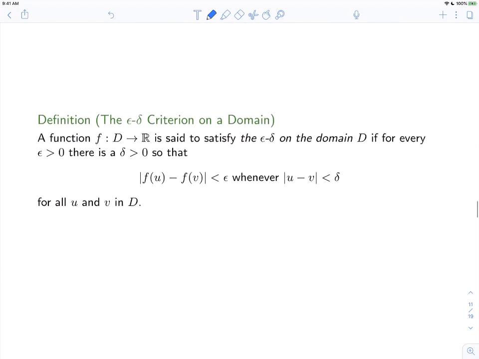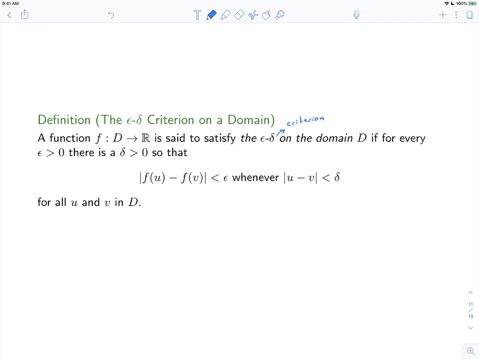We can extend this a little bit. Remember that we have a second notion of continuity, which is uniform continuity. So is there a way to describe the epsilon delta criterion that would give us uniform continuity instead of just pointwise continuity? And it turns out that there is. A function f from D to R is said to satisfy the epsilon delta criterion.